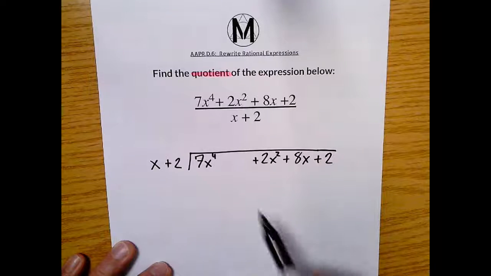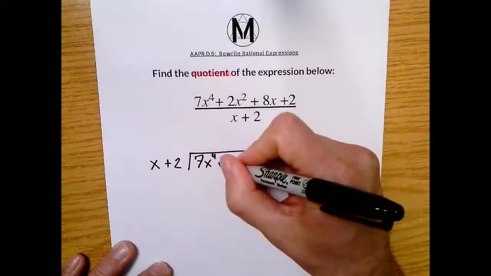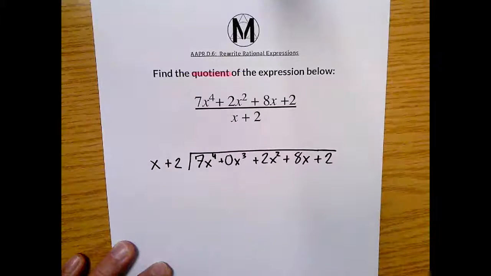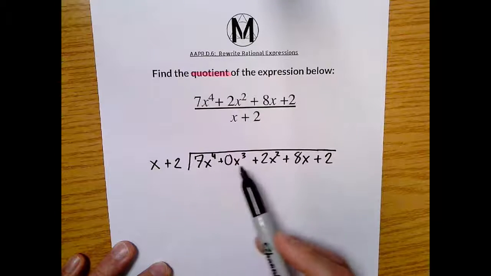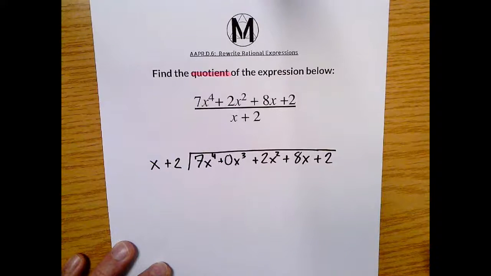Now some people really don't like that gap right there. And if you don't, you can write in a 0x to the third power, and that's fine too. Now you can see it goes 4, 3, 2, 1, and 0 for the degrees of our variables. Okay, so we start that four-step process.